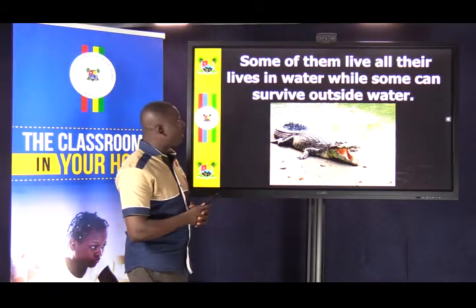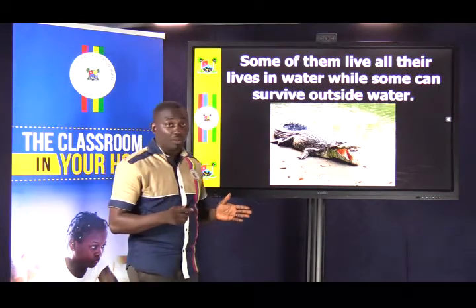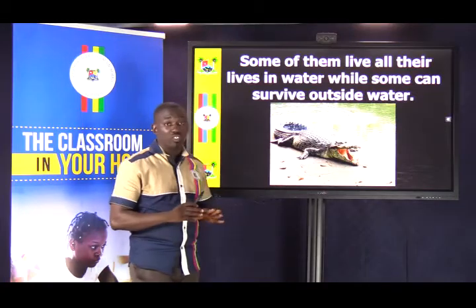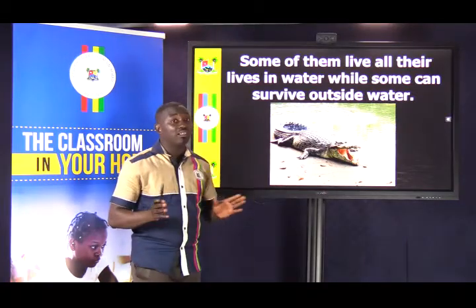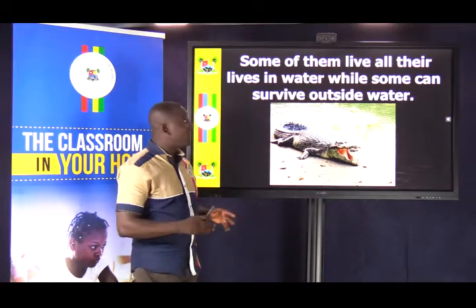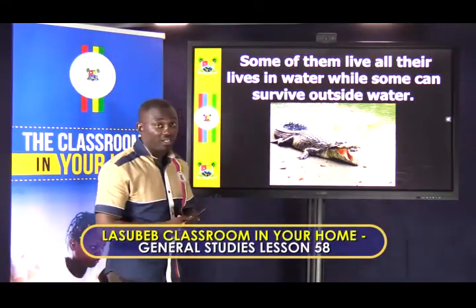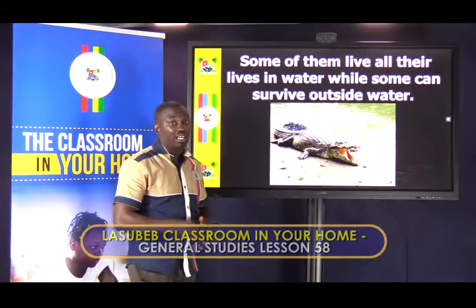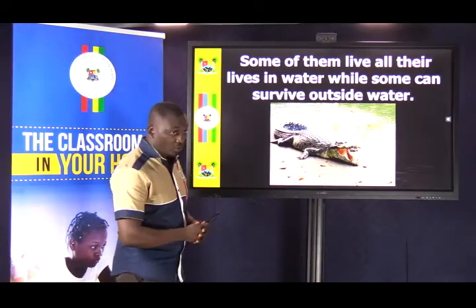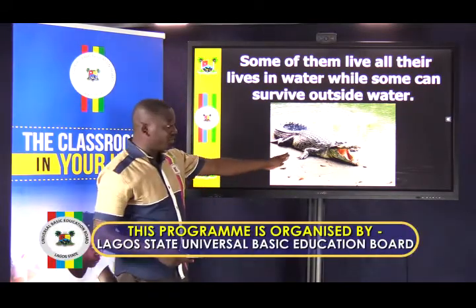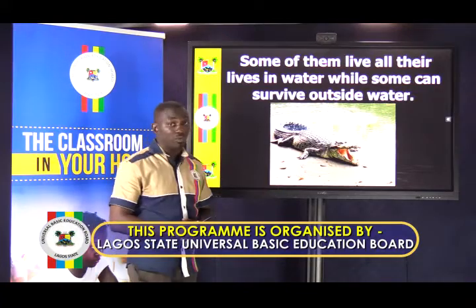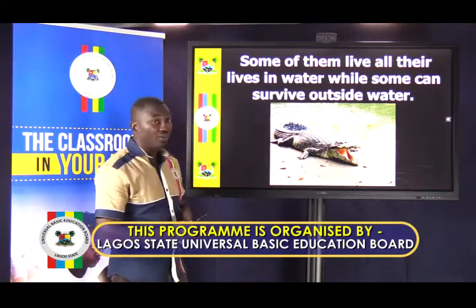Some of them live all their lives in water. There are some aquatic animals that cannot come out of water. Once they come out of water, they die. While some can survive outside water. Some can stay on land and likewise stay in water. A good example is a crocodile. A crocodile can survive in water and on land.